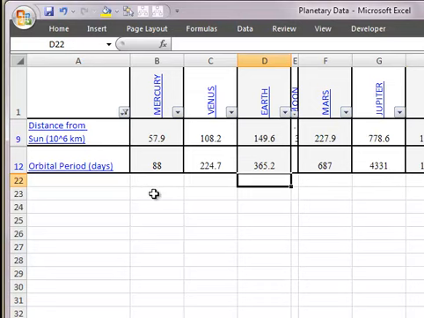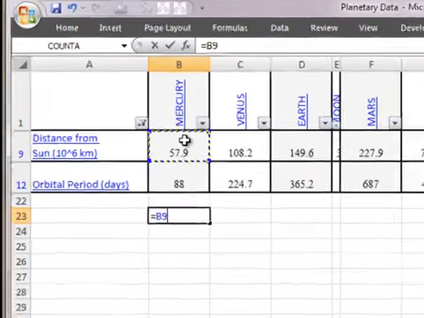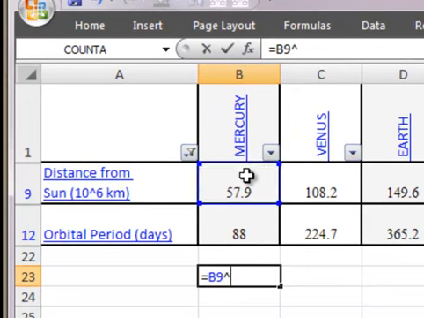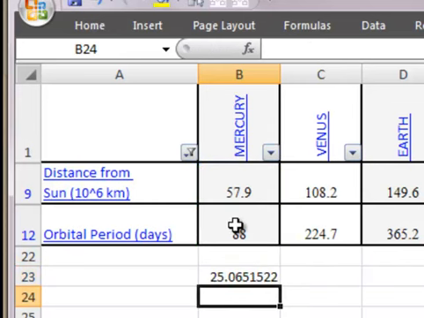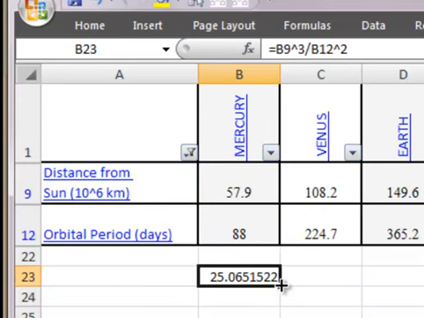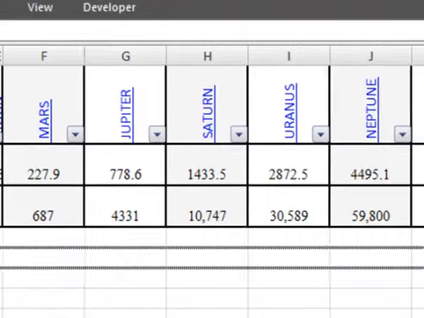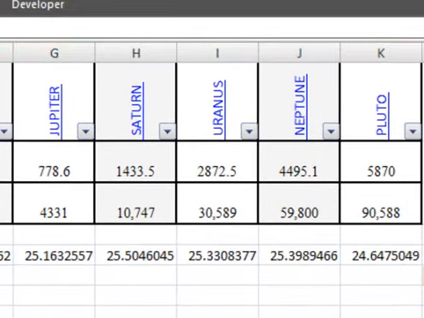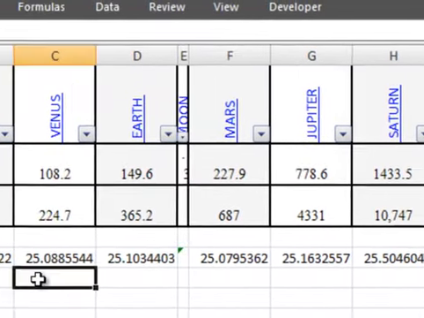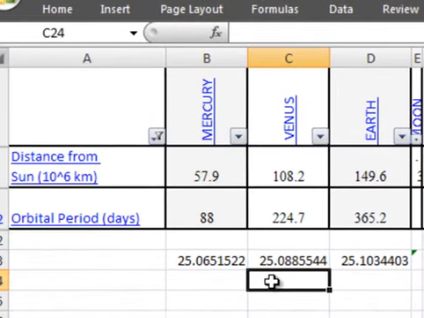And if we calculate the ratio of the distance cubed, that will be this square raised to the third power, and divide it by the period squared. For Mercury, this gives us a value of about 25. And if I drag the same formula over to each of the other planets, notice how for each of the planets, that same value shows up as about 25.